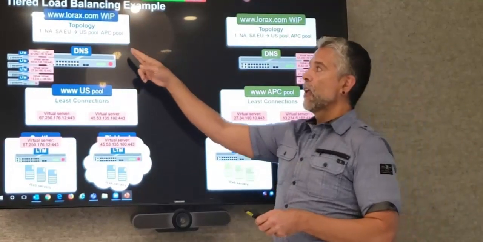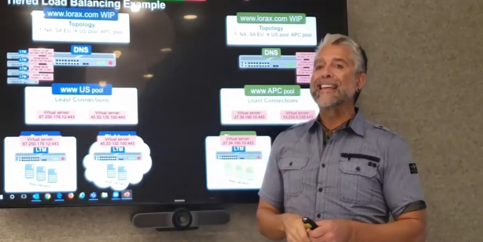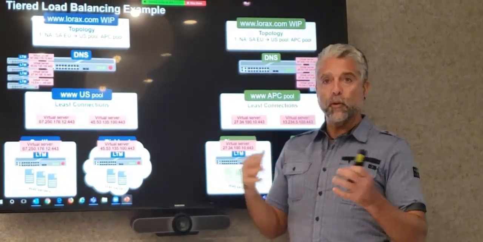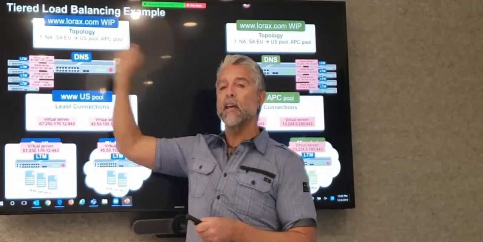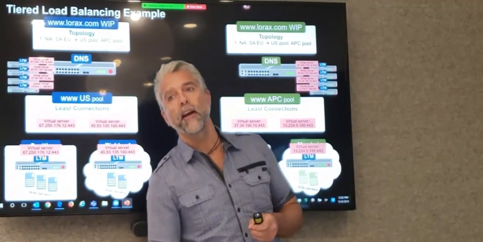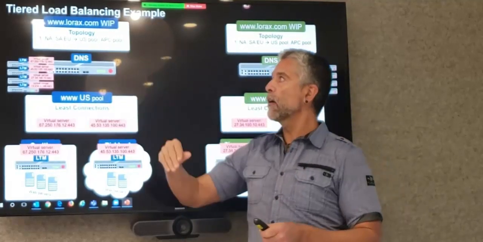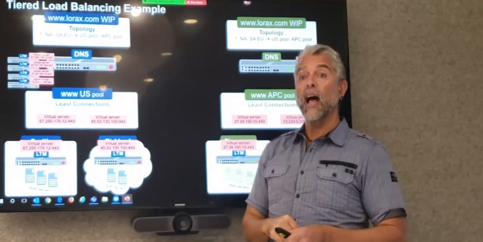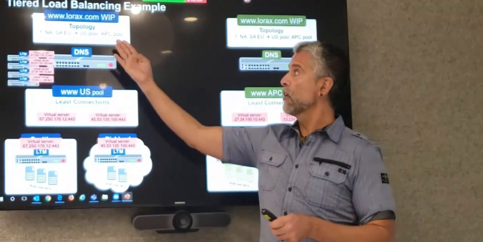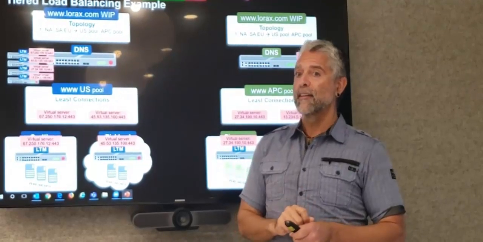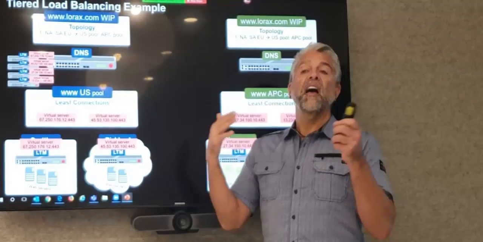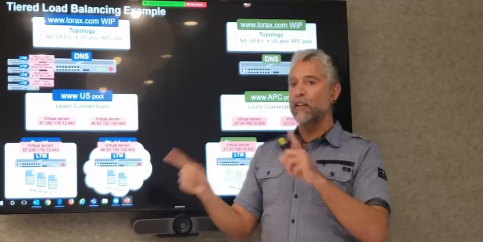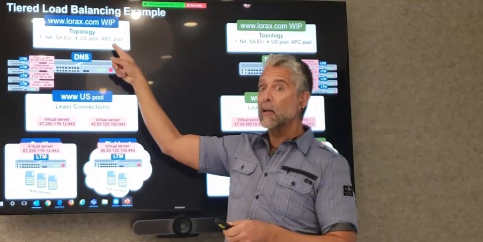So now I'm going to have a couple of entries in my topology record, the way that we do topology. The first entry in the topology record is if their country of origin is North America or South America or Europe. Either one of those three, I'm going to send their DNS requests to the US pool first and the APCJ pool as a backup. As a backup. We're not load balancing here. We're only doing topology. This is only as a backup.